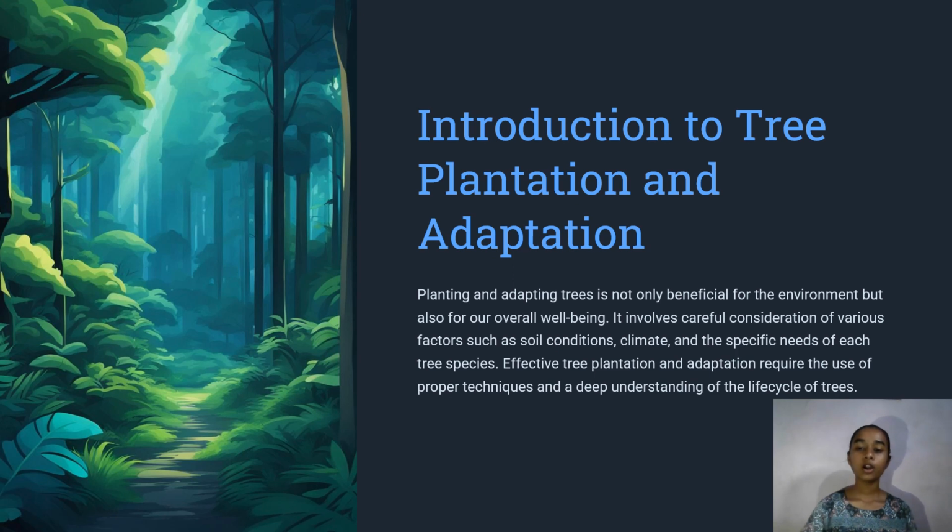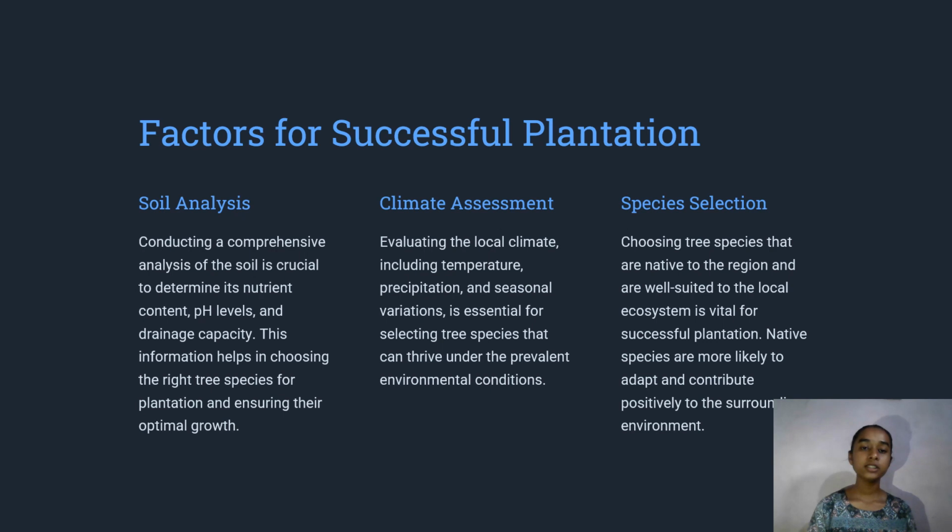Effective tree plantation and adaptation require the use of proper techniques and a deep understanding of the life cycle of a tree. Next is factors for successful plantation. The first factor is soil analysis. Conducting a comprehensive soil analysis is crucial to determine its nutrient content, pH level, and drainage capacity. This information helps in choosing the right tree species for plantation and ensuring their optimal growth.